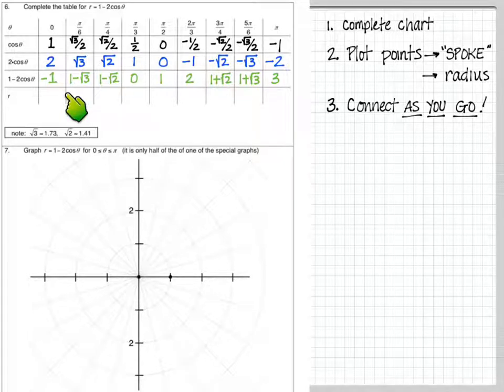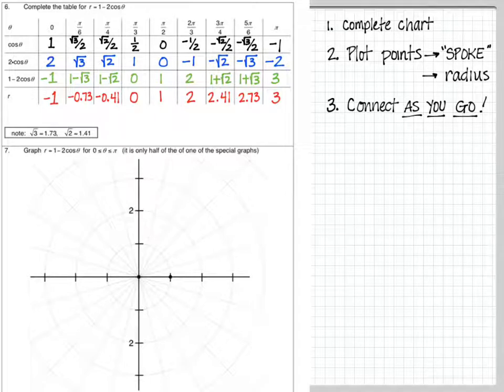In this last row, I need to find the decimal number for each one of these. And I'm going to give you, like I will on the quiz, some information. I know what the square root of 3 is because it's written here, 1.73. So I'm going to have 1 minus 1.73, which is going to give me negative 0.73. And you're going to fill out the rest of the chart that way.